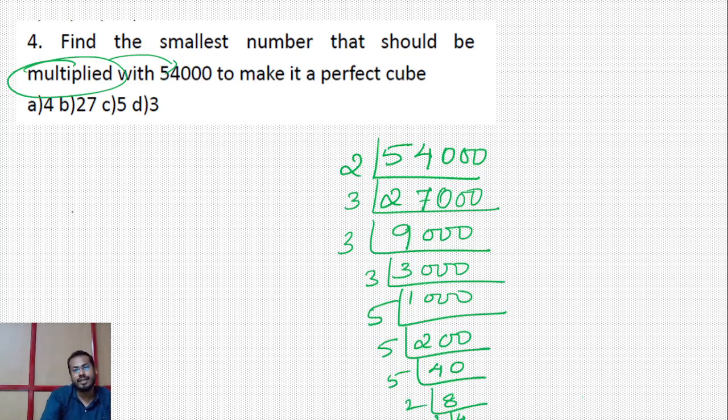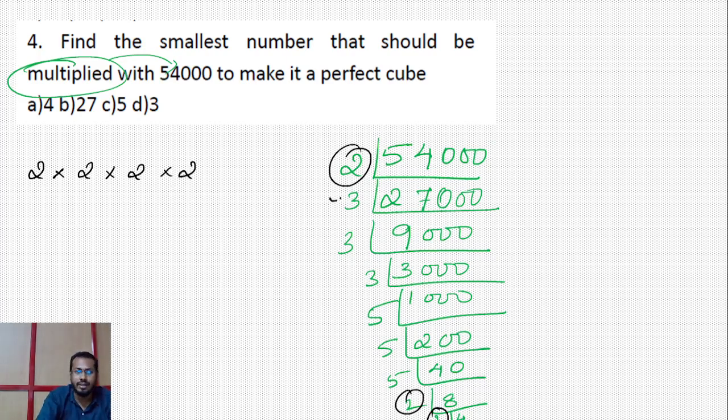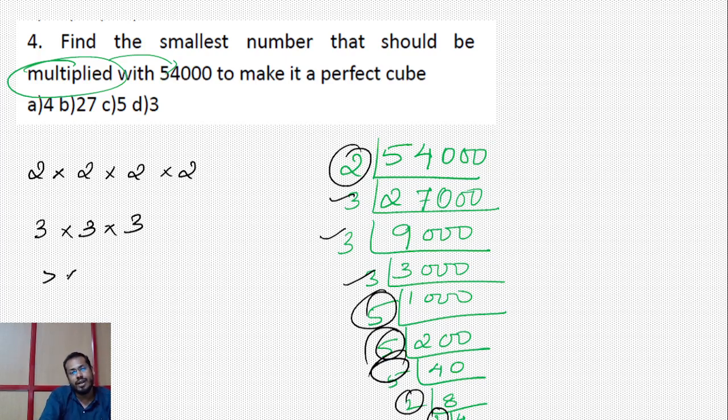Right? So look at this. Now I'm going to write the prime factors. 2. How many 2s are there? 1, 2, 3 and 4. There are 4 2s. How many 3s are there? 1, 2, 3. So 3 is 3 times. How many 5s? 1, 2, 3. So 5 is 3 times.